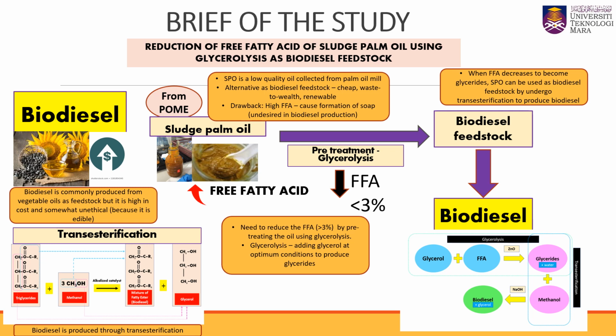So what we did is glycolysis, which is adding glycerol at optimum condition to produce glycerides. As you can see here, the glycerol that we get from the glycerin will react with the high free fatty acid with the aid of zinc oxide as the catalyst to produce glycerides. These glycerides will be used to produce biodiesel. Then we will make the biodiesel through transesterification using methanol.